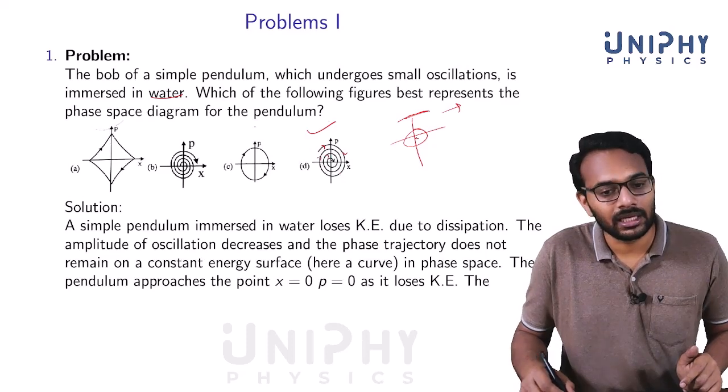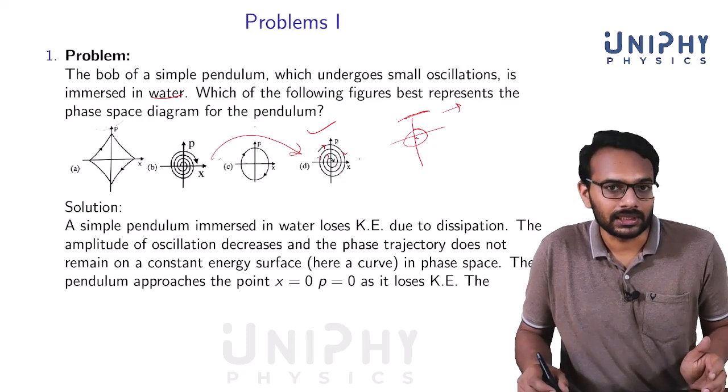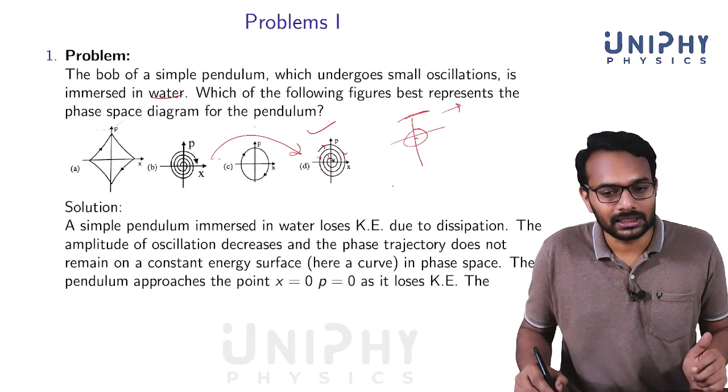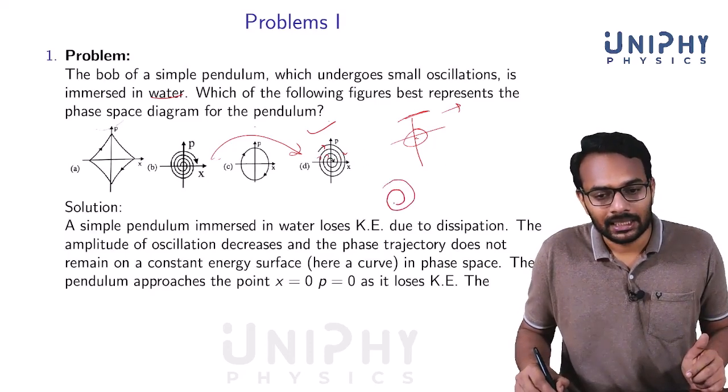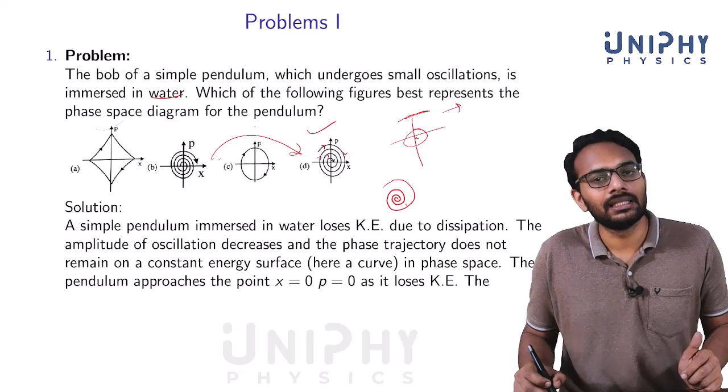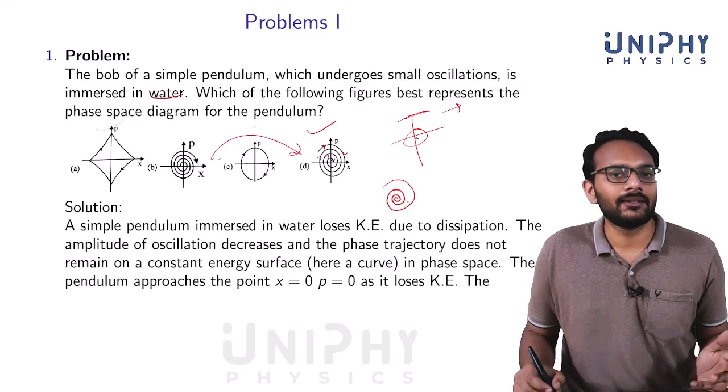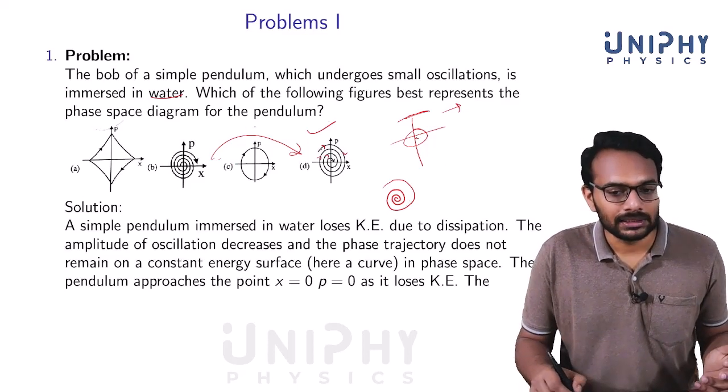You have to be careful. These look very similar, but they are different. You should be able to see the difference, because it starts with the higher energy and then it approaches the point x equal to 0, p equal to 0. So this is the correct answer.